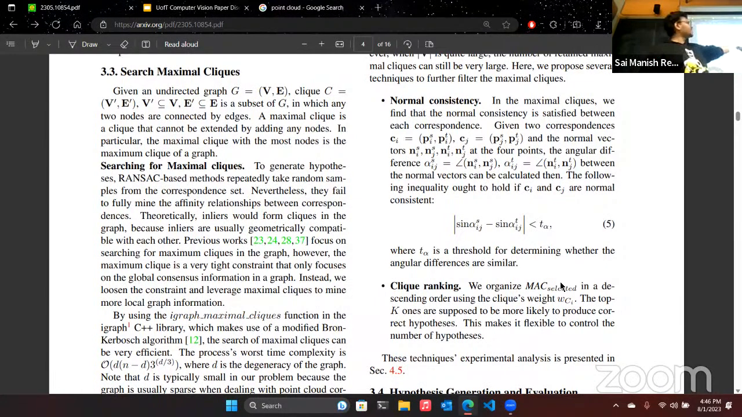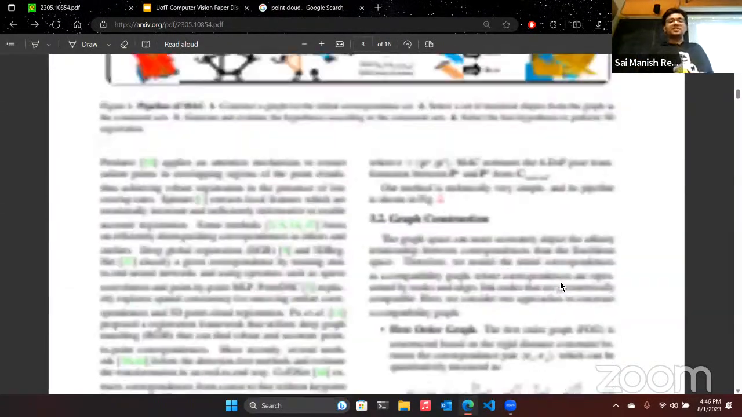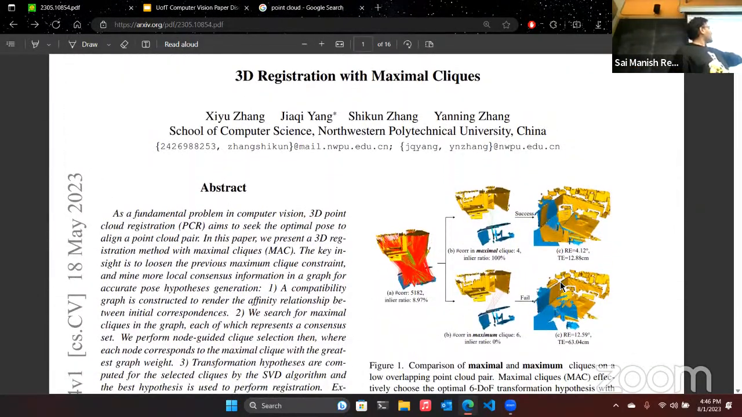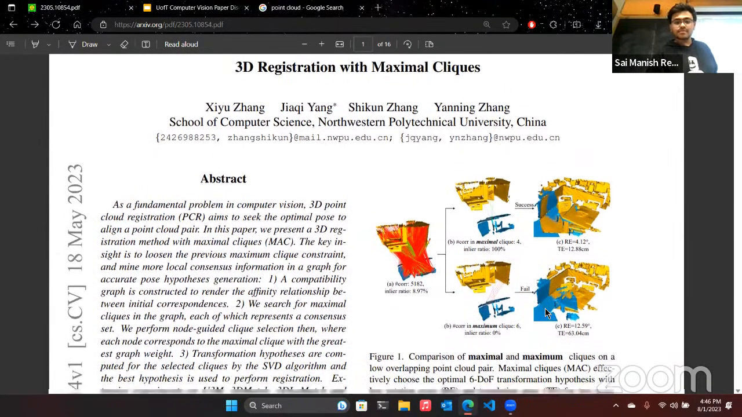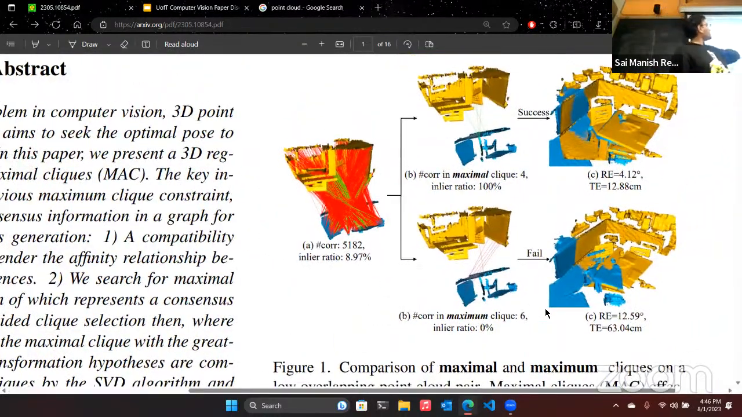This mainly helps us reduce the rotation error, as we talked about earlier. As we use that method for selecting our cliques, it helps us reduce the rotational error, whereas with maximal cliques alone it would not.